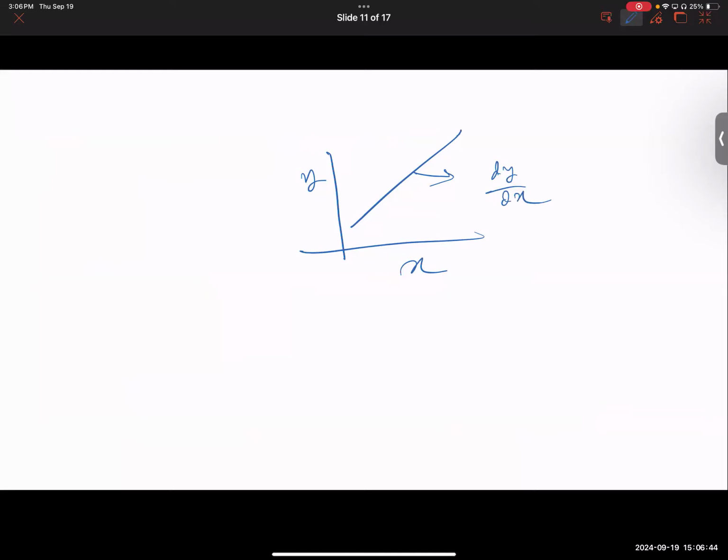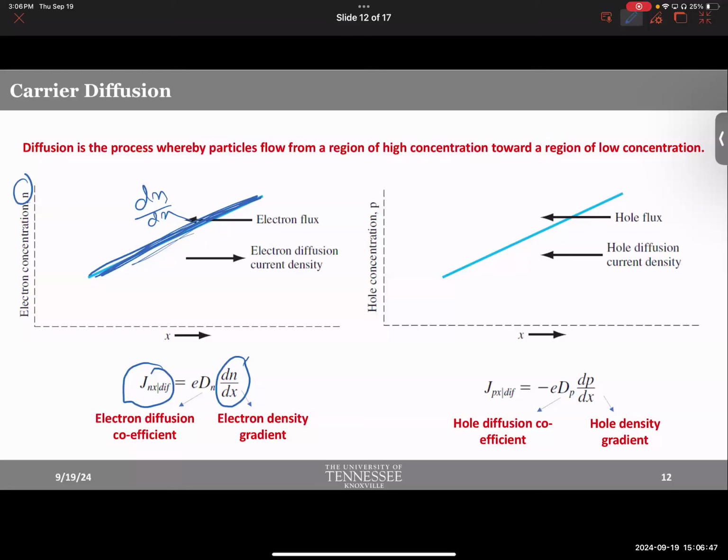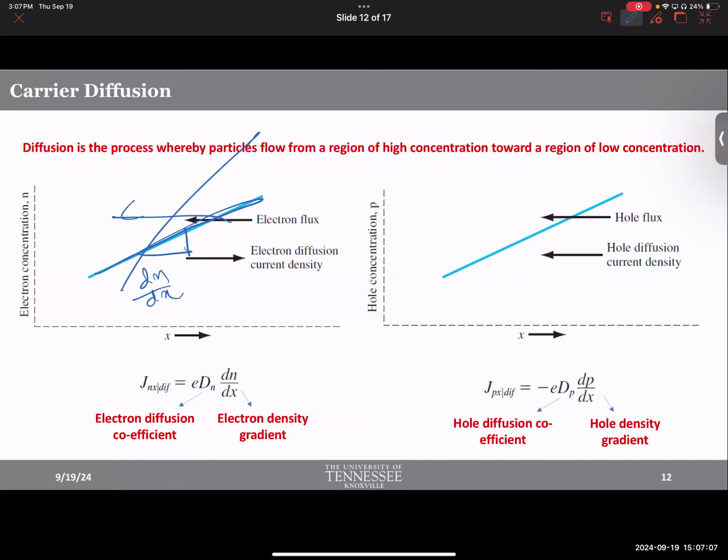Simple calculus, right? Similarly, this is the n versus x graph for electrons, concentration versus distance. This is the concentration versus distance graph for holes. So I can say this gradient will be dn over dx. And for the diffusion current, the more gradient you have, the more current will flow, the faster it will diffuse. Okay, so diffusion current is related to, obviously, the gradient for both electrons and holes.